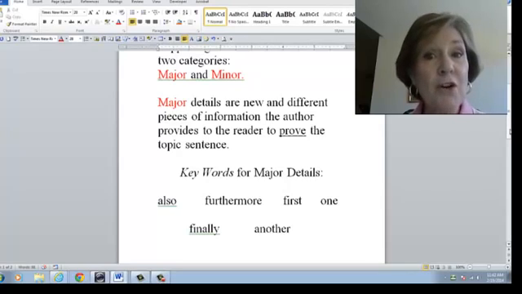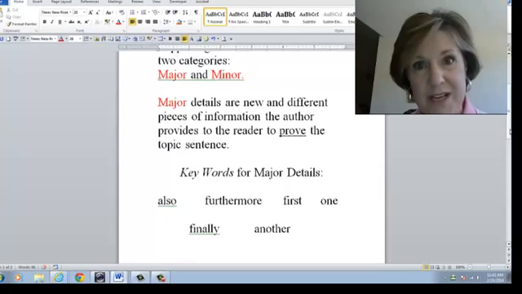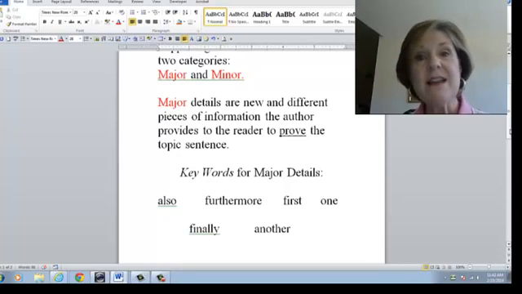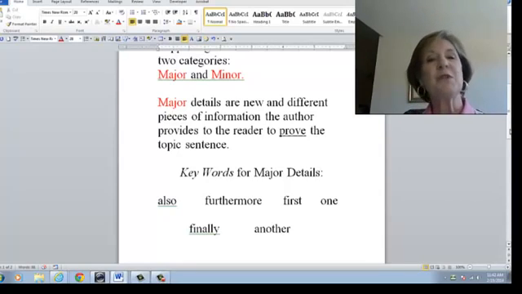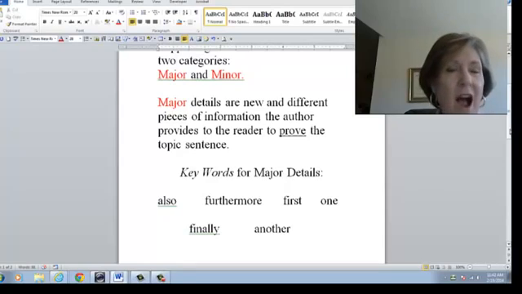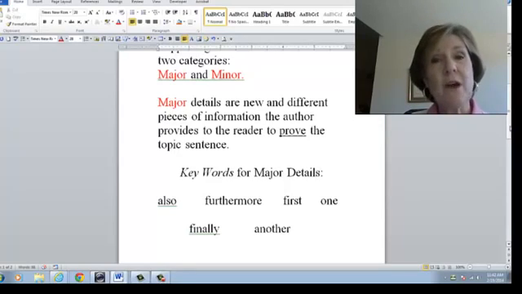And there's some key words that will help you identify whether it's a major detail or a minor detail. Also, furthermore, first, one, finally, another. You know, you could put these in a silly sentence and say, well, also, furthermore, first one, finally another. That's a silly sentence. It'll help you remember that when you see those words, that means, whoops, that's a major detail.